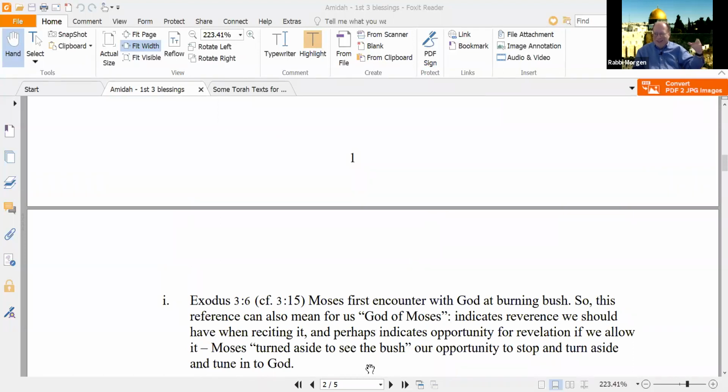Understanding that, when we say Elohei Avraham, Elohei Yitzhak, Elohei Yaakov, we can also add Elohei Moshe, right? Because it's also hinting at the fact that God had a really special relationship with Moses. And what does that mean?